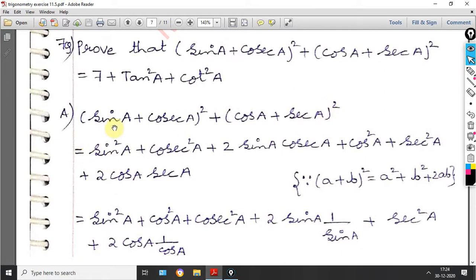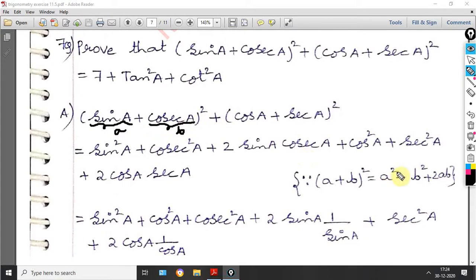Next, it is looking like (A + B)², no? So since we know that (A + B)² = A² + B² + 2AB, we are using this formula here. First of all, what is A? We will write here with pencil. Here sin A is A, suppose this is A, and this is B.